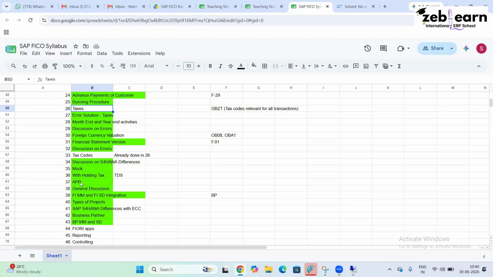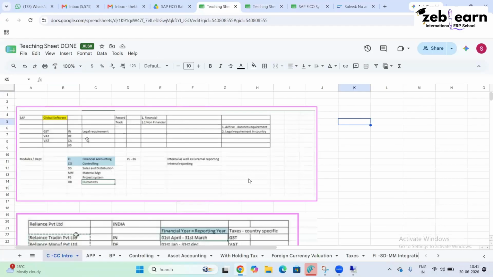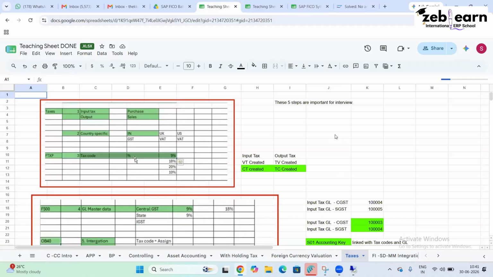Okay. What are taxes? Let's go. Teaching sheet. Taxes. Okay. Taxes मतलब क्या होता है? कोई बताएगा मुझे? What are taxes? Certain amount paying for the government. Okay. What else? What kind of taxes are there in the world?